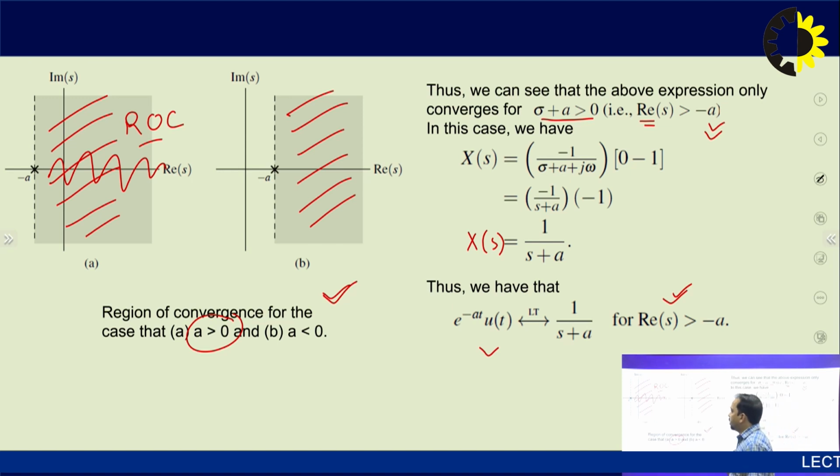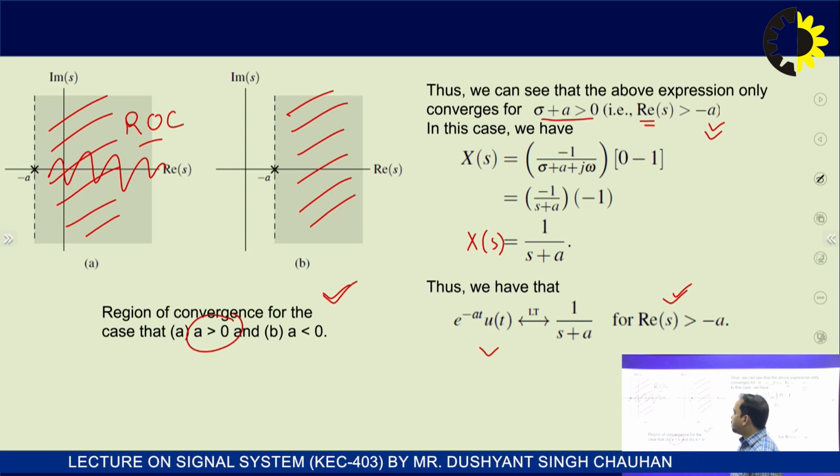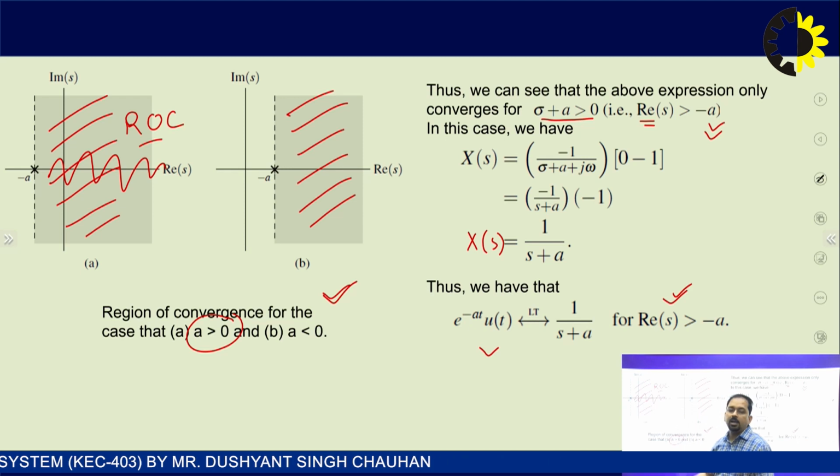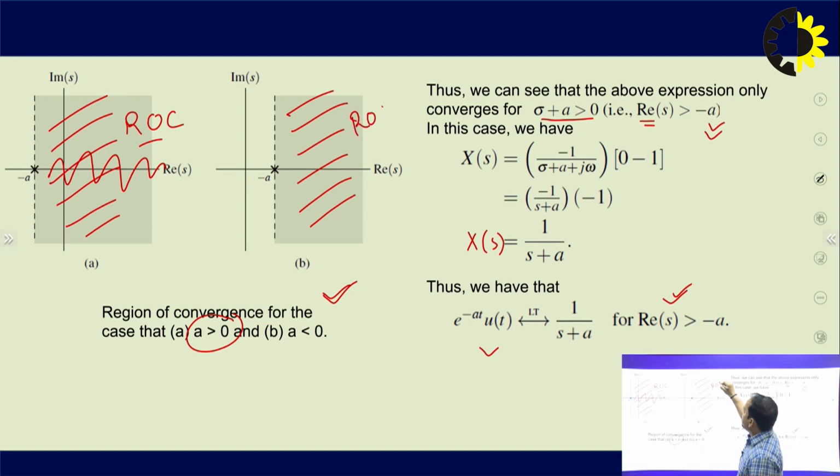That's the definition. Similarly, we have the second figure over here, which says that if a is a negative quantity, automatically this will become positive and the region will be this one to the right. So again, we have the real part of s, which is sigma, greater than minus a. This region is known as the region of convergence, and we have already seen the definition of region of convergence.